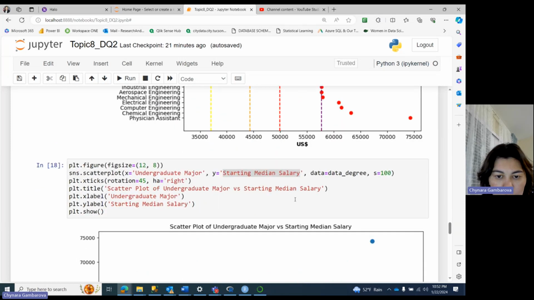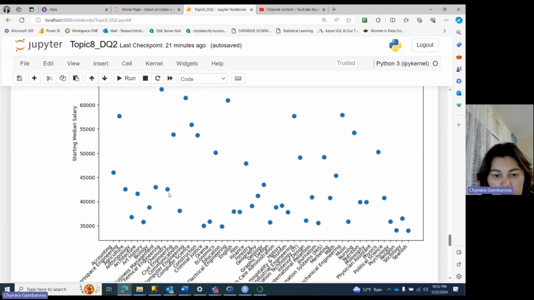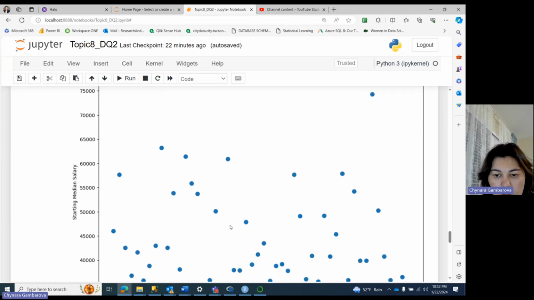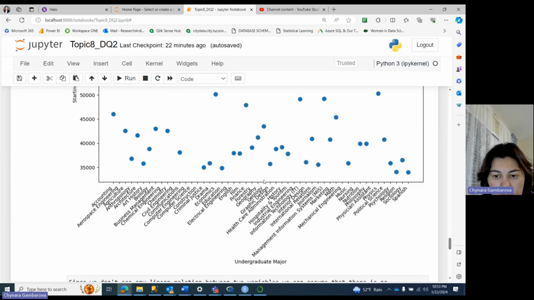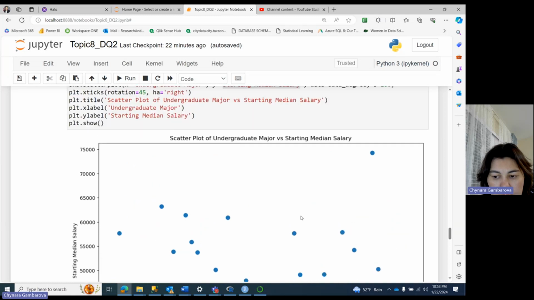Another visual I would like to stop by is the scatter plot, which will reveal the relationship between variables. In our case, it's starting median salary and the major. As you can see, there is no linear relationship between these two variables. Even if I draw a line, the data points will be lying far away from the line. So we can say that there is no linear relationship between these two variables.